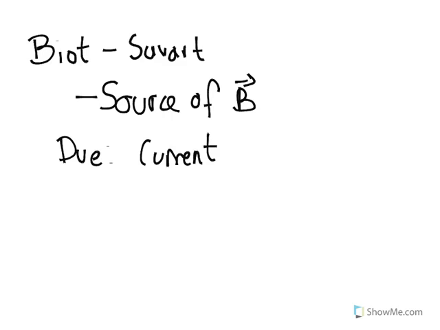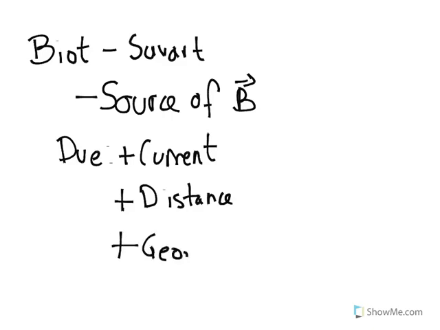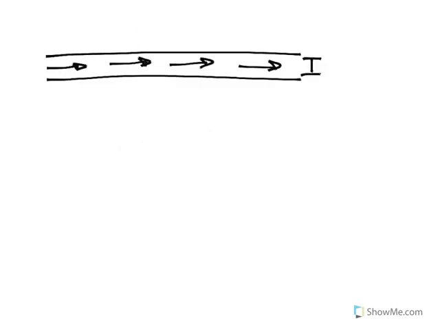This depends on the magnitude of the current. It depends as well on the distance between the source and the point where we are evaluating, and the geometry of the source. So it's not the same, for instance, a wire or a magnet or whatever, right? The equation that will help us to determine this magnetic field is the Biot-Savart equation.